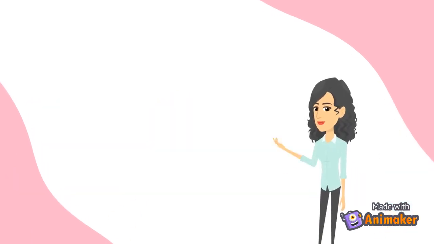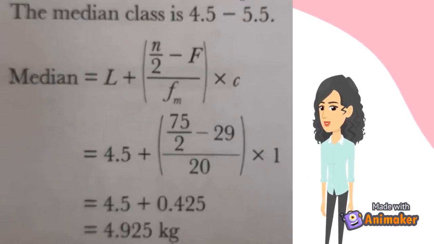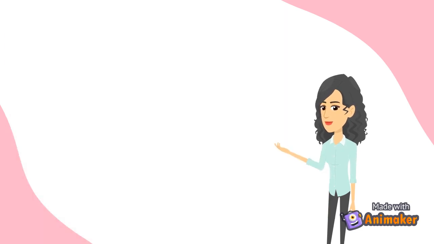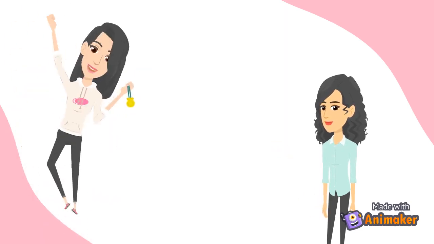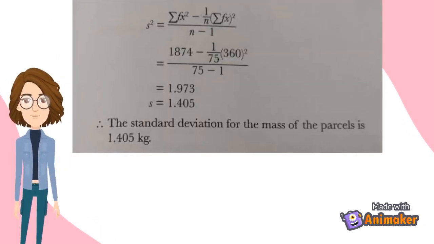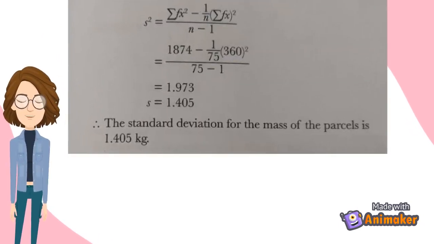For median, I got the answer is 4.925 kilograms by using these formulas. Am I doing it right? I too have the same answer. For the standard deviation, I got the answer is 1.405 kilograms.